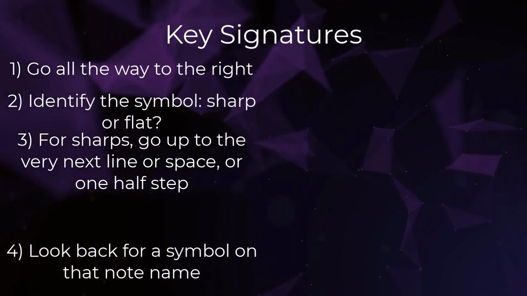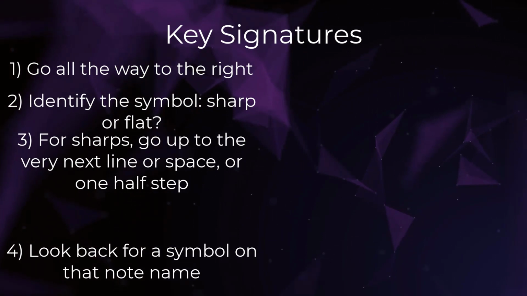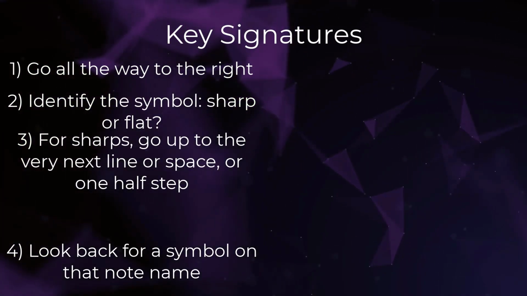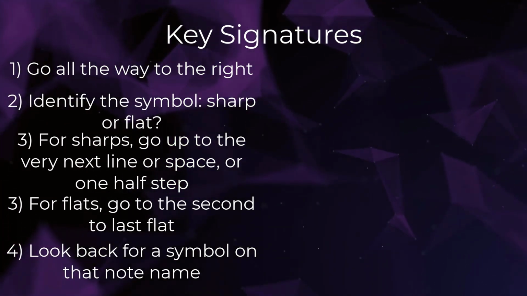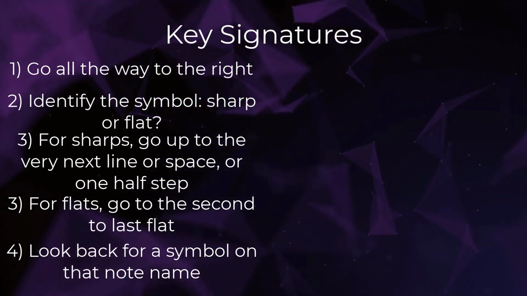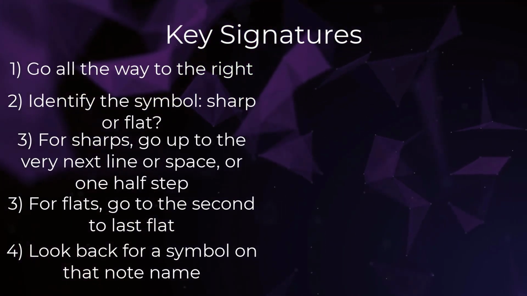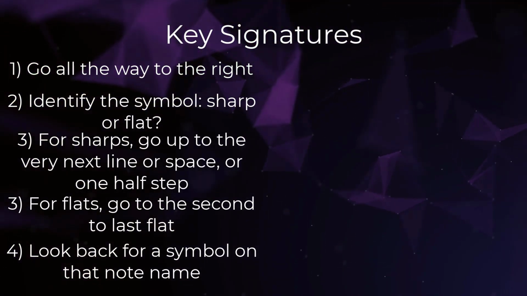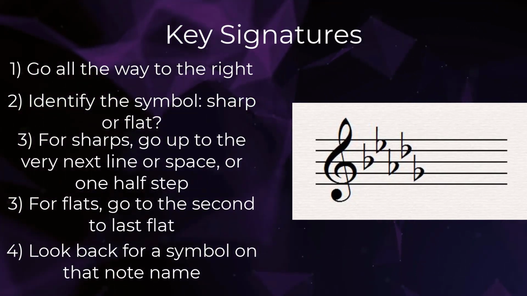For flats, follow the same steps 1 through 3. So we go all the way to the right, we determine these are flat symbols that we're looking at, and now is where we get a little bit tricky. For all key signatures with more than one flat, find the second to last flat. If there is only one flat, best to just memorize that one as F major. In this case, with 5 flats, that is here.